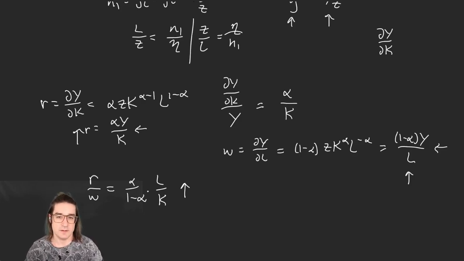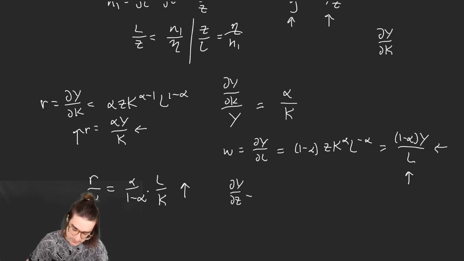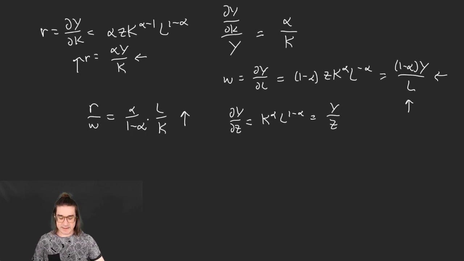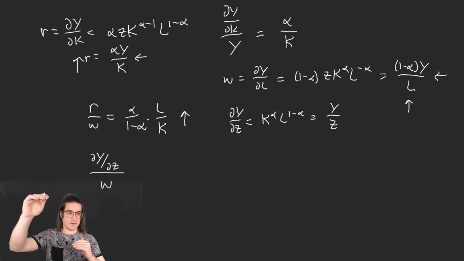You could do the same thing for technology and the second problem. You can say, what's the marginal product of technology? Well, that one is interesting because it just pops off the Z, so you just get K to the alpha, L to the 1 minus alpha, which is just Y over Z. If you do the same thing and think about the ratio, now we're thinking about the ratio of the marginal value benefit of having some additional unit of technology to the return on being a worker, which is W. So this is now researcher versus worker. That's your choice.